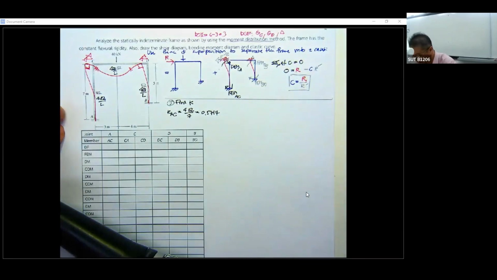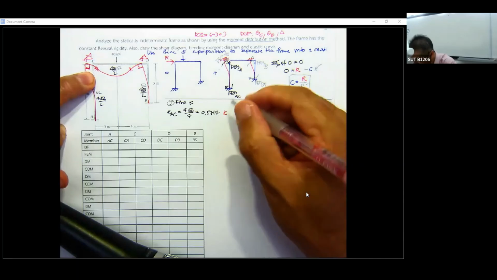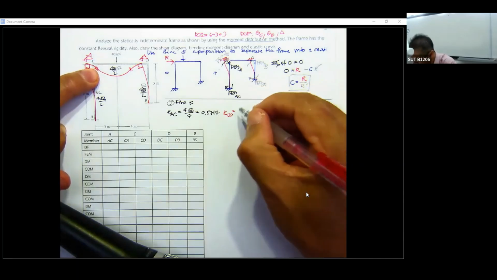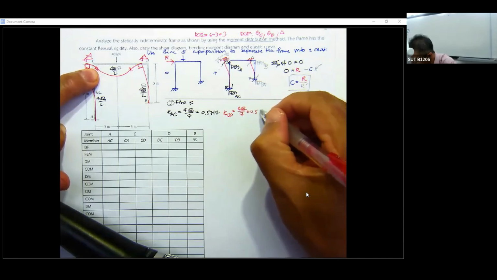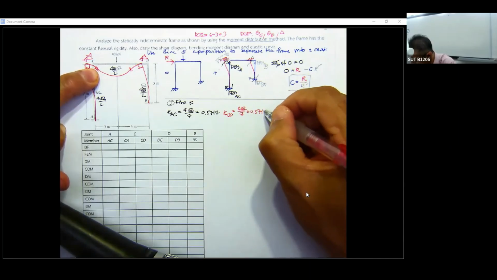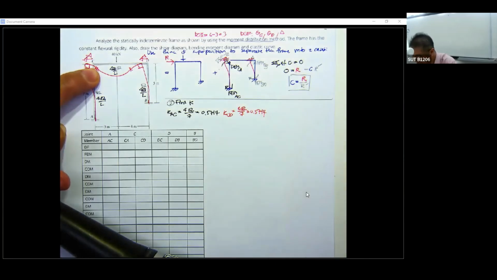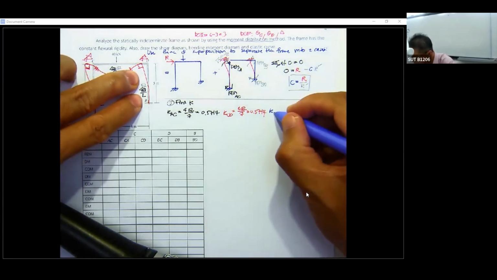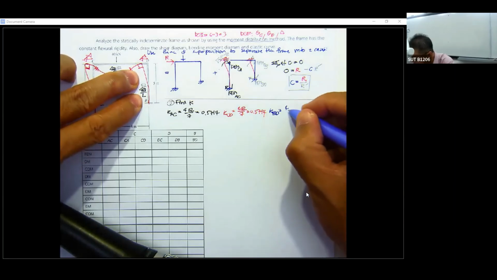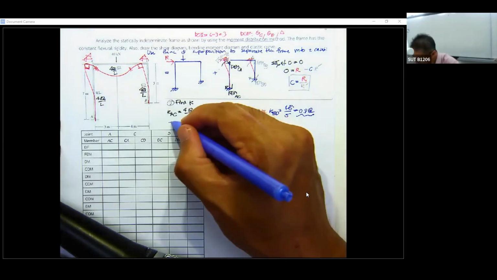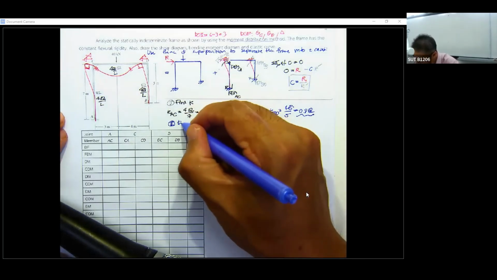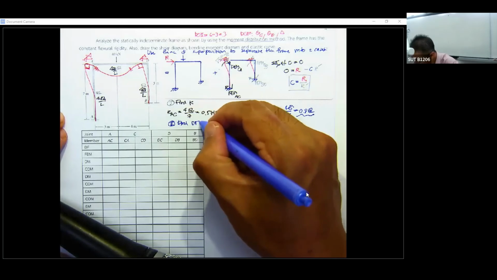If you put it into your calculator, it's going to be 0.5714 EI. Then you go for K sub CD. That is going to be 4EI over 7, which is 0.5714 EI. And the last one is K sub BD. That is going to be 4EI divided by 5, which is 0.8 EI. This is going to be the stiffest one. And then second, you are going to find the distribution factor.